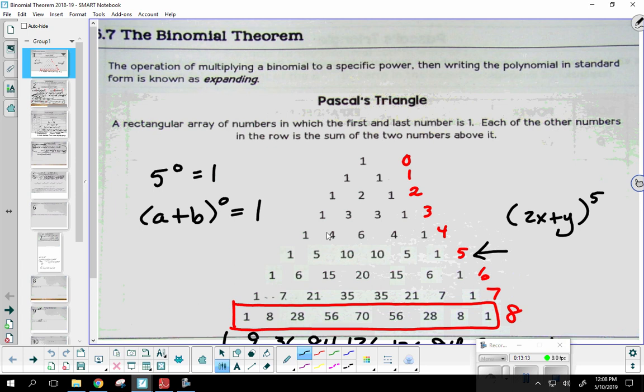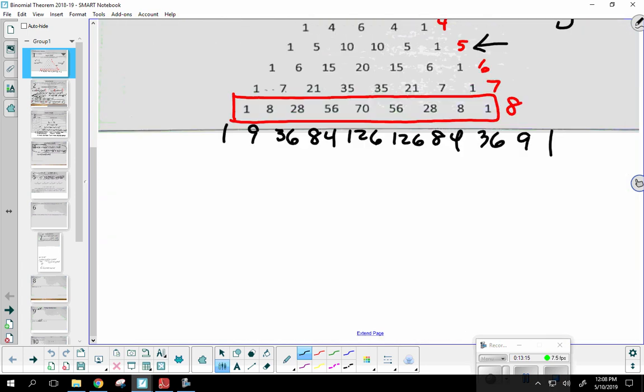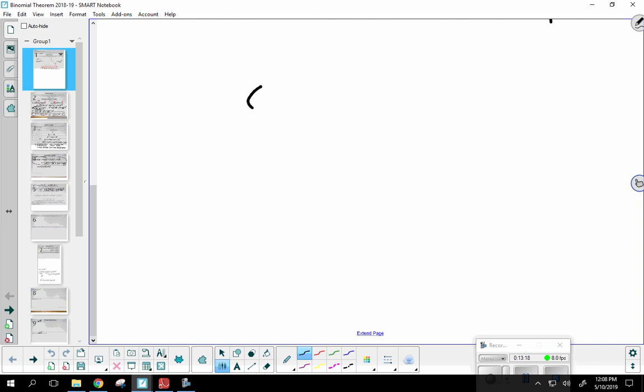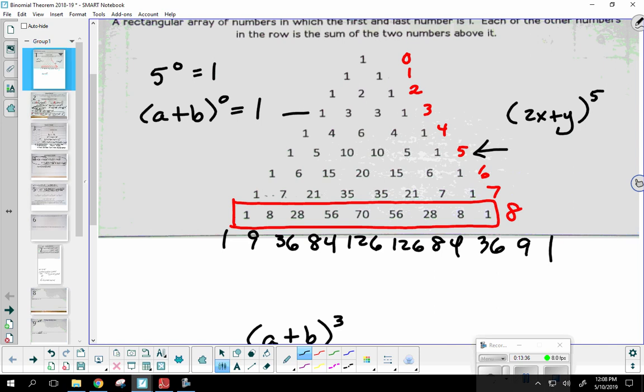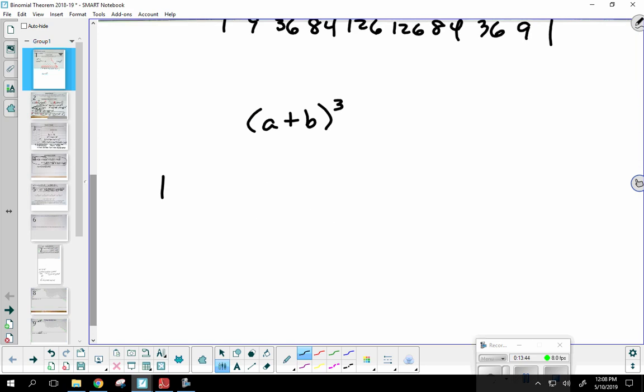Okay, so let's do a quick review problem before we get back into it. What we've typically been using is A and B. So let's say (A plus B) cubed. This is one that we actually solved by hand previously, but because I'm raising this to the 3rd power, what row of the triangle will I look at? The 3rd row. You'll notice we have the coefficients 1, 3, 3, and 1. So I'm going to put 1, 3, 3, 1.